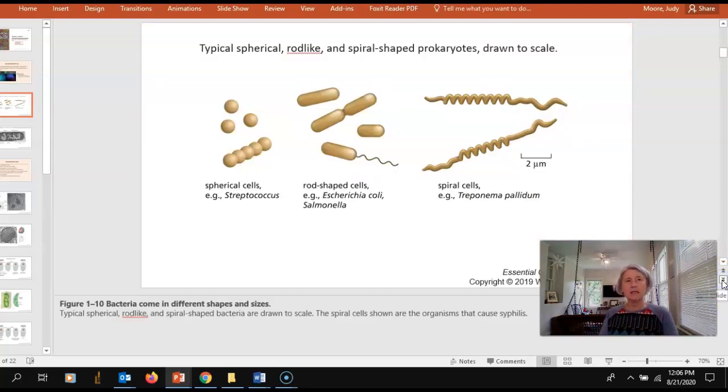Both archaea and bacteria exist primarily in these three different shapes, although they're not the only shapes that you would find. Some are spherical, like the strep. Some are rod-shaped, like E. coli and Salmonella. Others are spiral, like the Treponema that we see here.